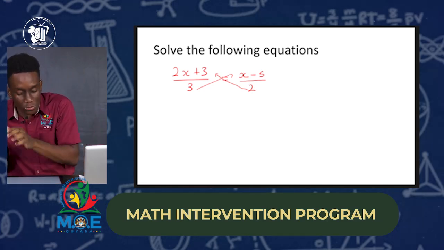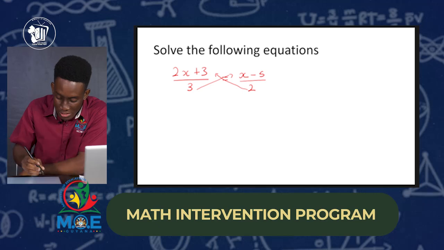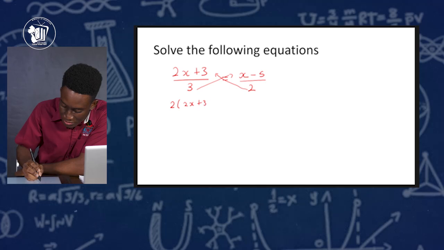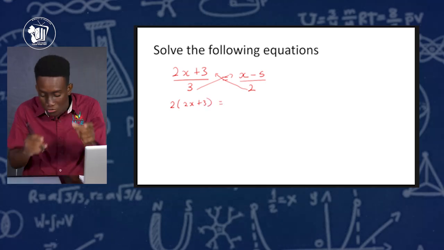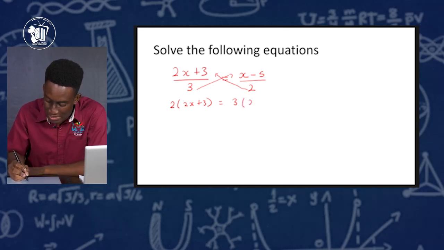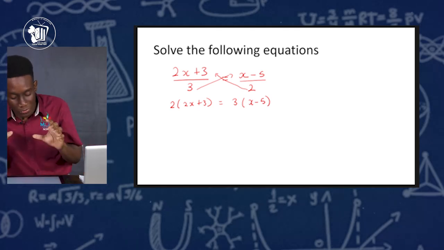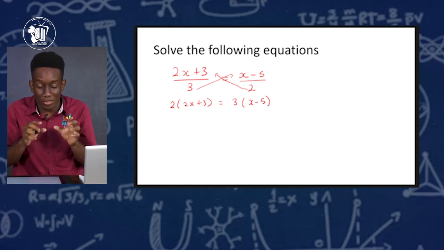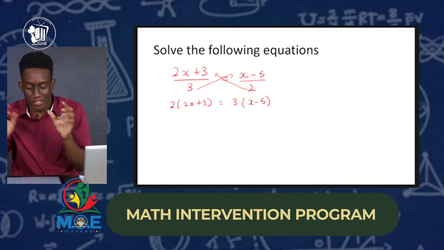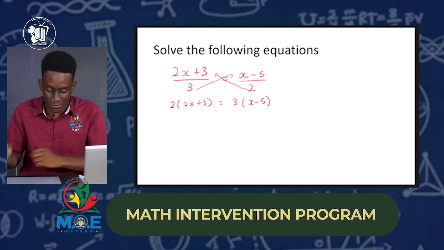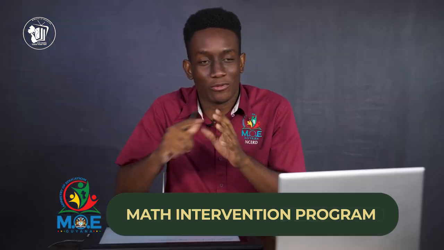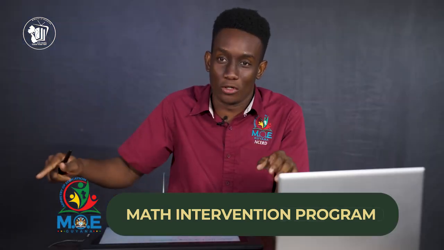So let's multiply the 2 by 2x plus 3. So this will be 2 multiplied by 2x plus 3, and that should be equal to 3 multiplied by x minus 5. So we must put the 2 outside the bracket, and it must multiply everything, because the 2 is multiplying everything and the 3 is multiplying everything. So let's do some multiplication. So we have to use the law called the distributive law. If you want to get rid of the brackets, that term has to multiply all the terms in the bracket.